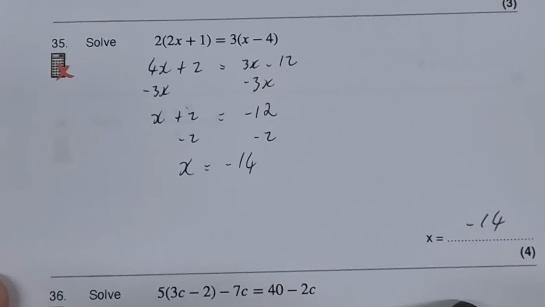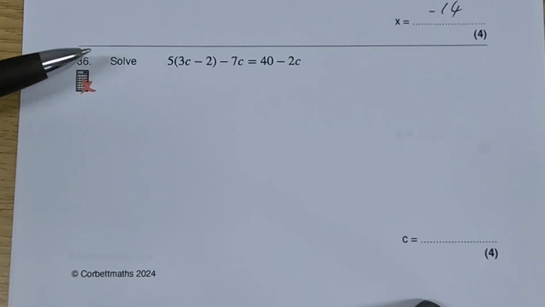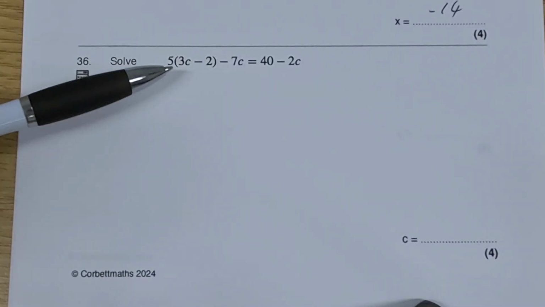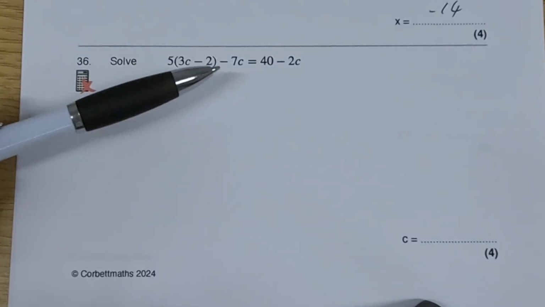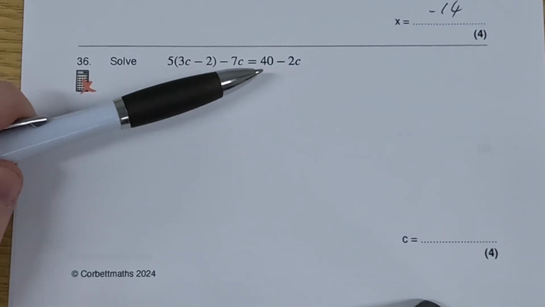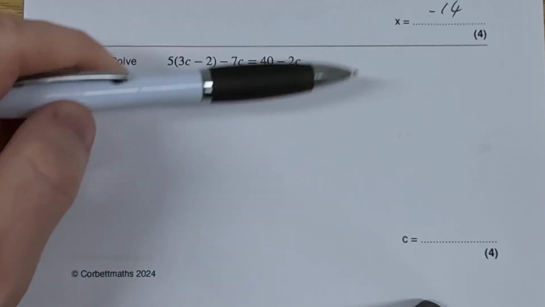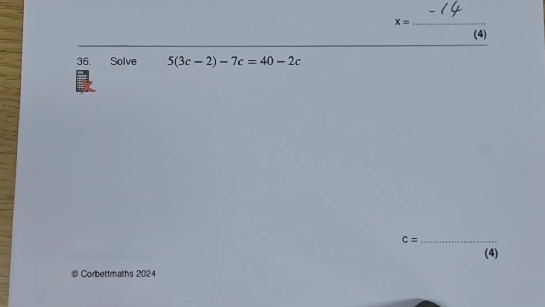Okay, let's look at our next question, question number 36. So question number 36, we've been asked to solve 5 brackets 3c minus 2, close brackets, minus 7c, equals 40 subtract 2c. So this equation looks quite complicated, but let's start by expanding the brackets.